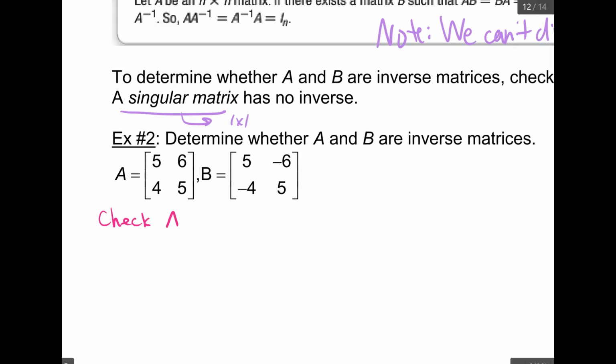So we'll do this first part. Check if A times B is equal to I. And guess what? This is a square, 2 by 2, so they're going to match. I can multiply them both ways. We'll be okay. All right. So I have 5, 6, 4, 5 is A. B is 5, 6, 4, 5. Then I'll have a 2 by 2.